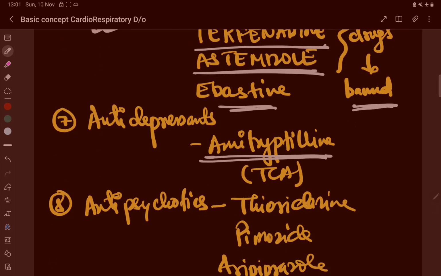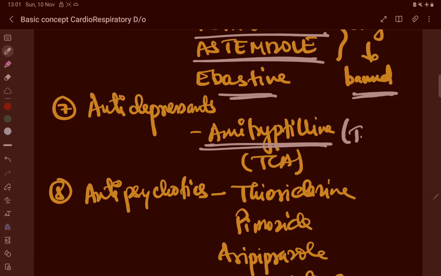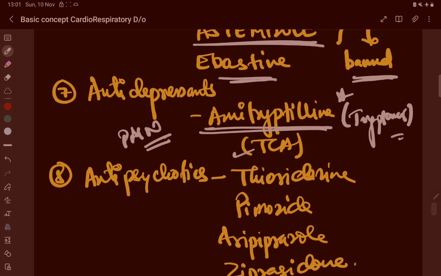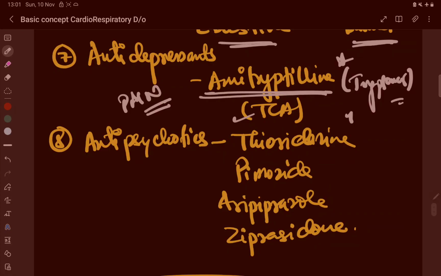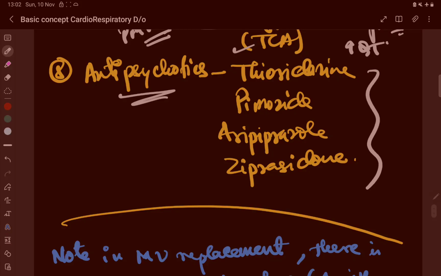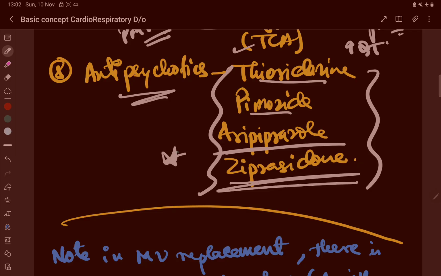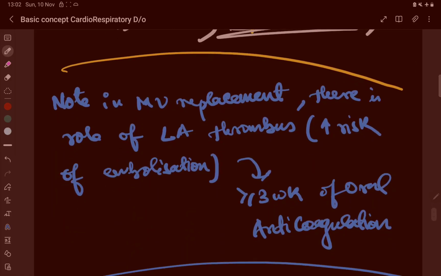Antidepressants, we have seen about the amitriptylines, very commonly Tryptomer, which is given in the majority of the patients, for antidepressant also and for pain also. Okay, used in neuropathic pain also. All the tricyclic antidepressants can cause this prolongation in the QT interval. Very important. Antipsychotics, again thioridazine, pimozide, aripiprazole, ziprasidone, all these 4 drugs can cause increase in QT, so be given very cautiously.